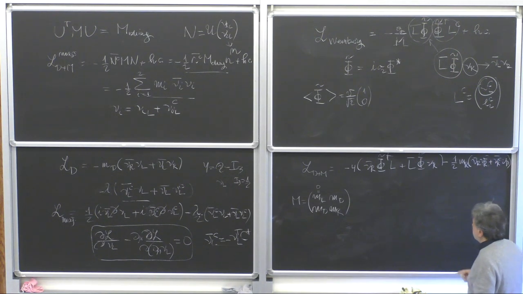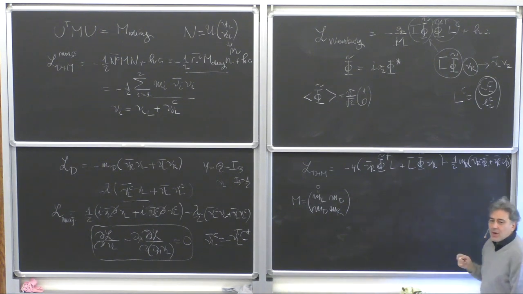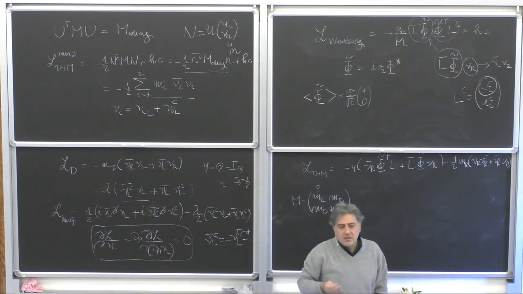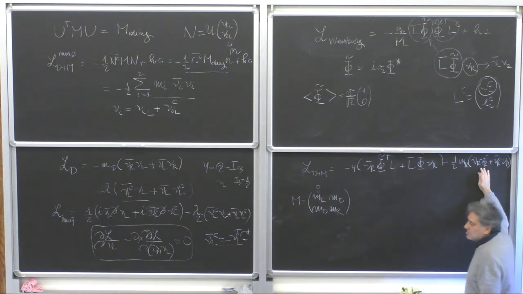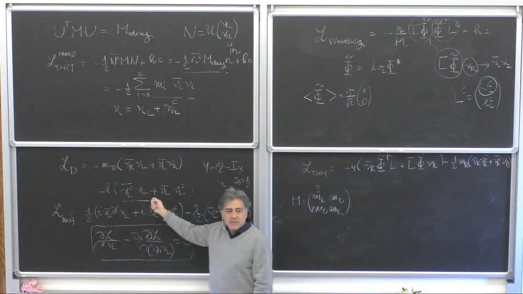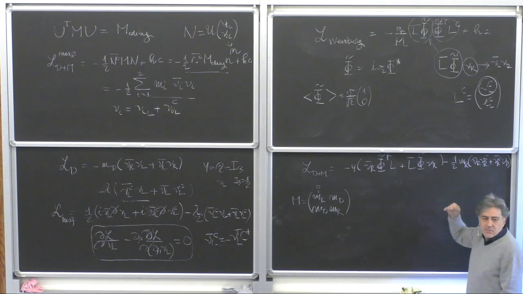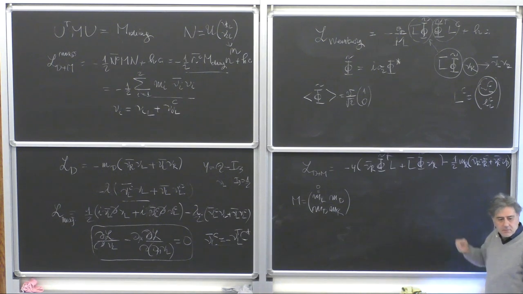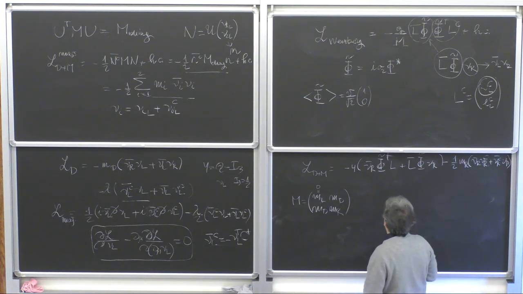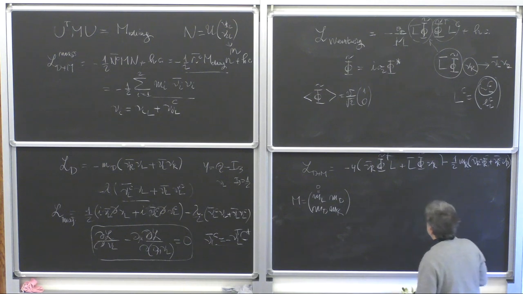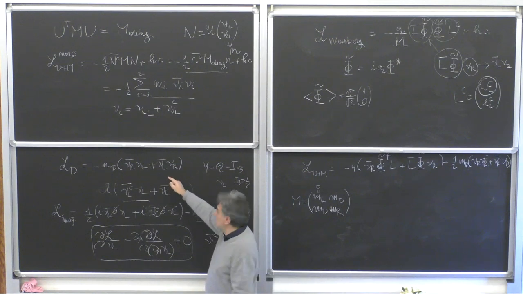So this, since nu R is a singlet, a sterile neutrino for the standard model, this term does not give any problem. So we can add it, and maybe this mass can also be very large. There's no reason why this should be small. This term, with the Higgs mechanism, gives the Dirac mass term.